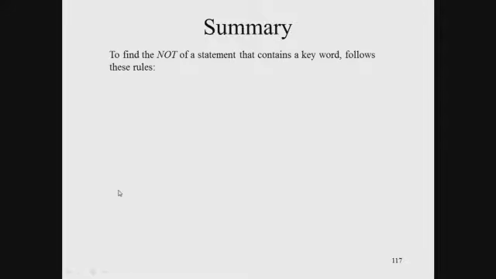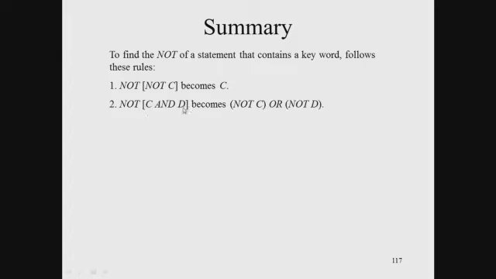Let's summarize the rules for finding the negation of a statement. First of all, to find the negation of a statement that contains keywords, here are the rules. If your statement already contains the word no or not, the not of that statement eliminates the not in your statement. So not C becomes C. The not of the statement C and D becomes not C or not D. The and changes to an or. Likewise, the not of C or D becomes not C and not D. The or changes to an and.